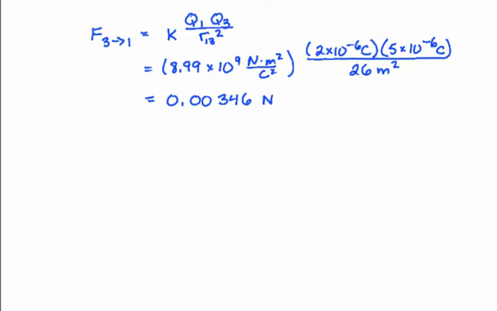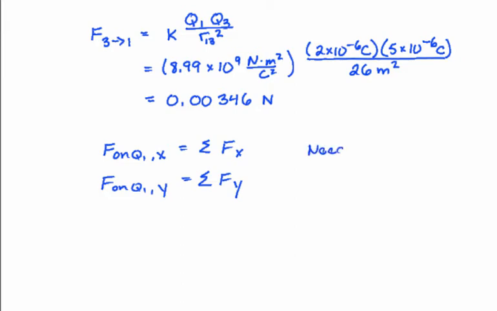So, in order to find the total force on charge 1 in the x direction, we need the sum of all the forces in the x direction. Same goes for the y direction. We need the sum of all forces in the y direction. So, in order to do this, we need to find the angles between these different charges in order to break into our proper vector components.